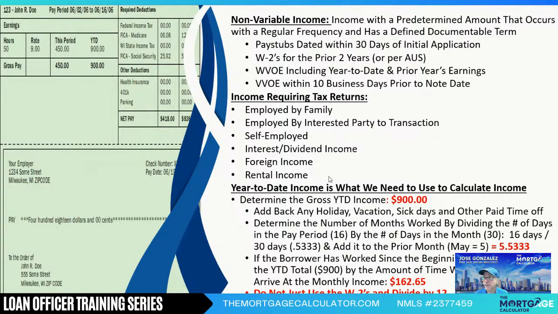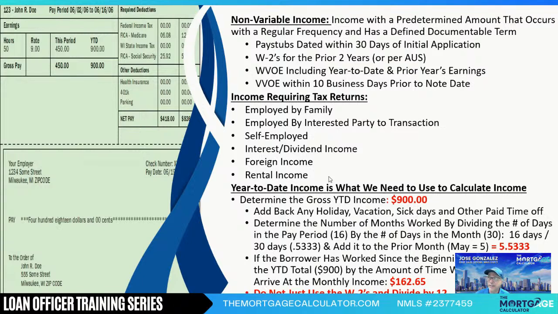For this type of borrower, the way to document their income is going to be with pay stubs dated within the last 30 days of the initial application. W-2s are also usually going to be needed for the prior 2 years or whatever automated underwriting states. If your DU findings state you only need 1 year of W-2s, then that's all you're going to submit with the loan.